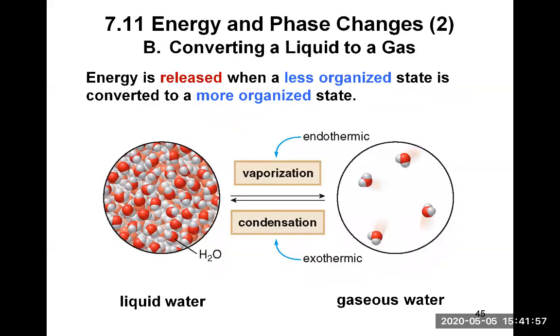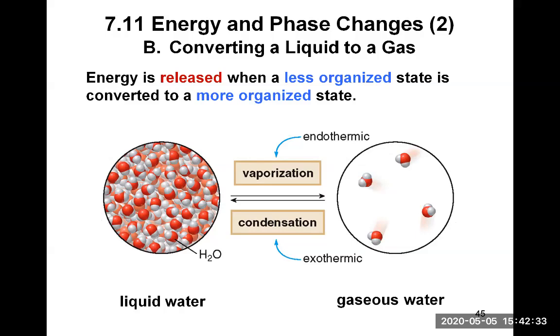And so now if we look at the two phase changes between liquid water and gaseous water, when you go from the liquid water to gaseous water, it's called vaporization or evaporation. It means the same thing. And these are endothermic processes. Vaporization is endothermic, which means the liquid water will need to absorb energy to become gaseous. And that's because liquid water is more organized than the gas.